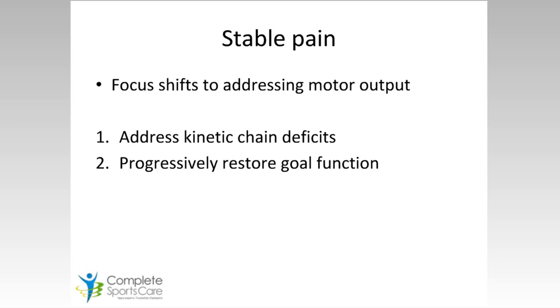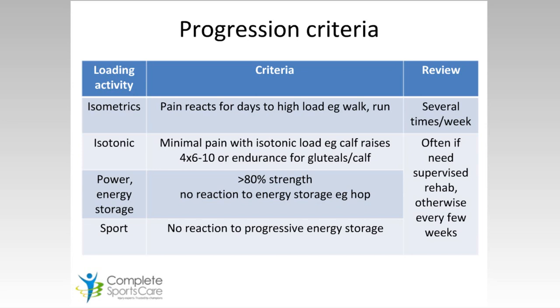So in terms of stable pain, when you've got someone with stable pain in the clinical setting, your main goal is to address their kinetic chain deficits and progressively restore their goal function. So that's really what we tend to try and do. And this is the criteria for doing it. So isometric exercise, if they're very painful. The main reason to use isometric exercise is if they've got pain with isotonic exercise.